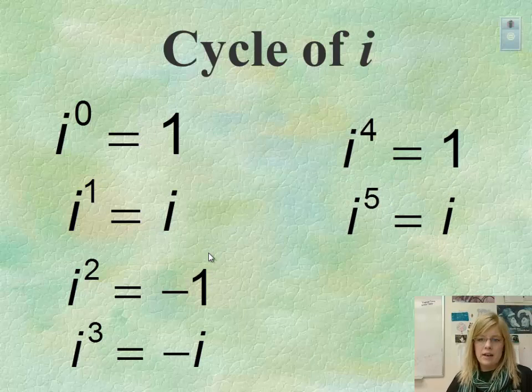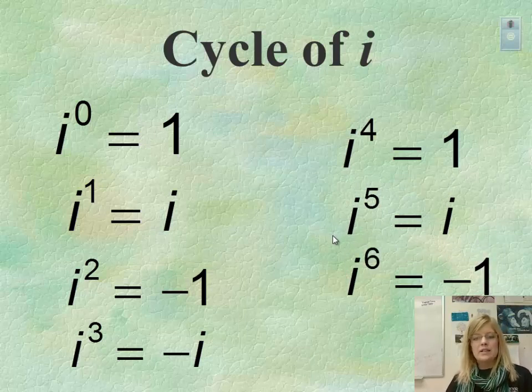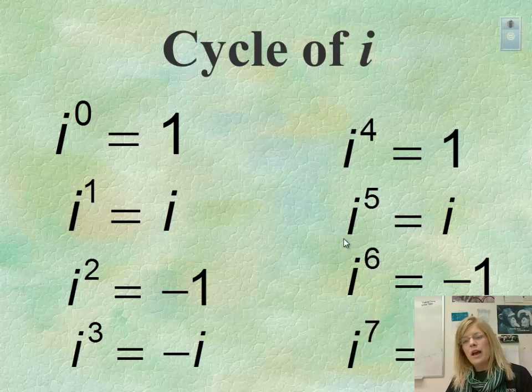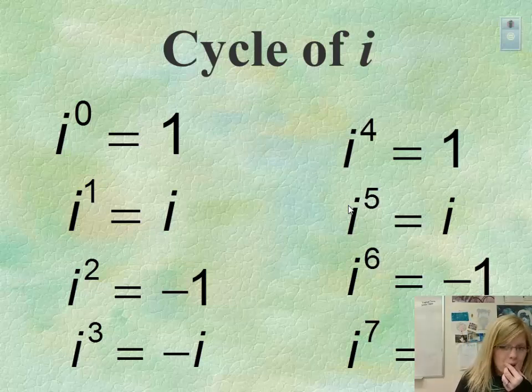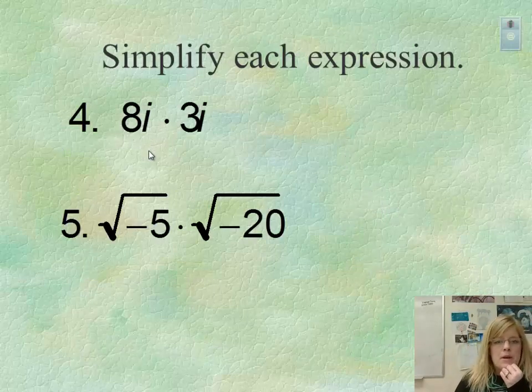And then you have i to the 5th power, which is i. Same thing, we could break it down. i to the 6th power, which is negative 1. i to the 7th power, which is negative i. We're not really going to probably go higher than the 7th power. So I want you to copy these down so you know where they are in your notes, because we are going to be referring back to them.